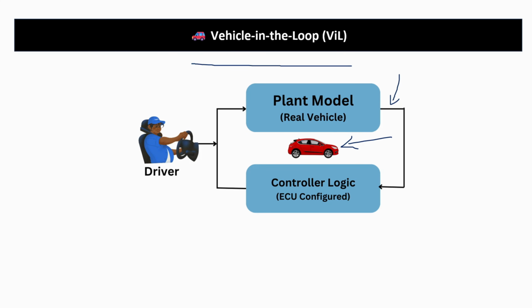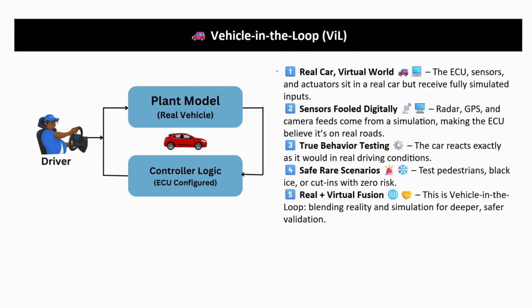If MiL and SiL were software based and HiL was hardware based, then ViL is the hybrid bridge. It combines the real car with virtual environments and test systems. In simple words, the vehicle becomes part of the loop. It's physically running, but the world it drives in, the traffic, obstacles, pedestrians, road conditions can all be simulated in real time.